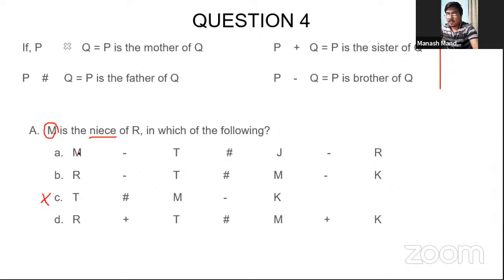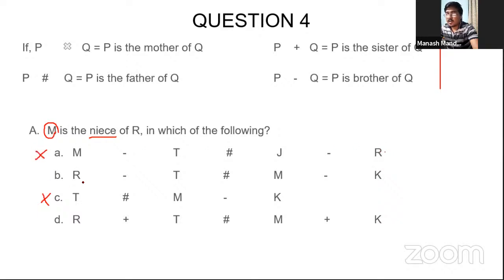Let us have a look at A. M is the brother of T, and T is the father of J. And J is the brother of Q, brother of R, but we do not know if R is a female or male. So we cannot establish the relationship. M cannot be niece. M is basically the uncle here, and R becomes the niece or nephew. So this won't be the answer.